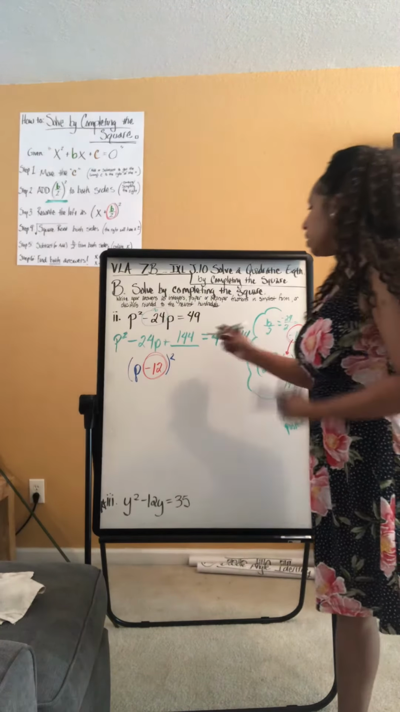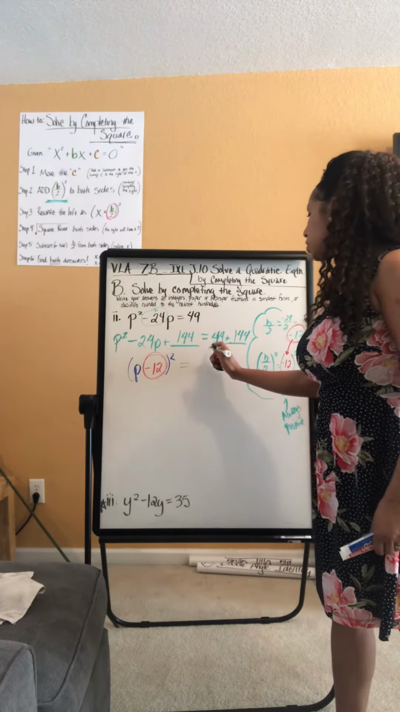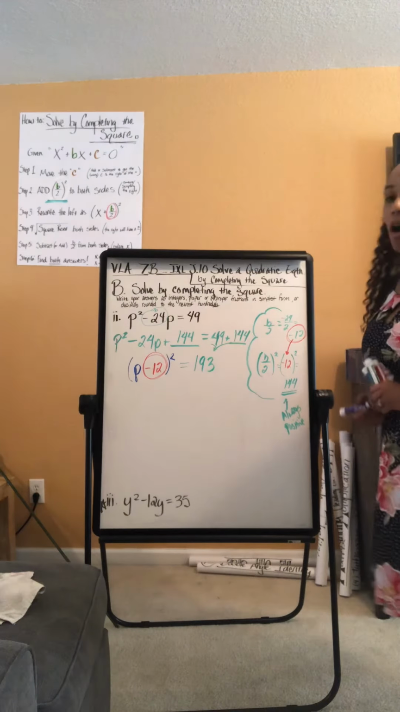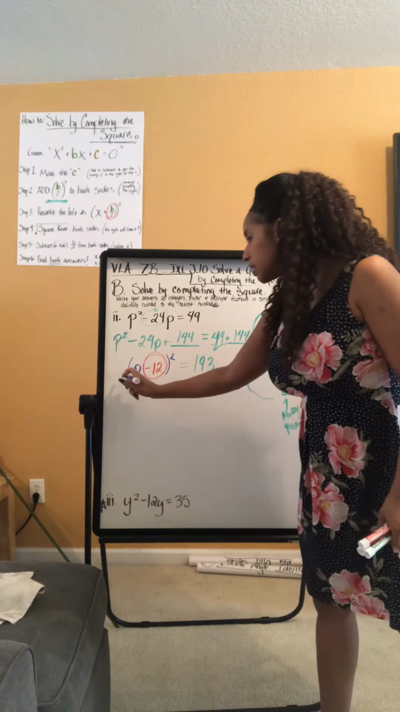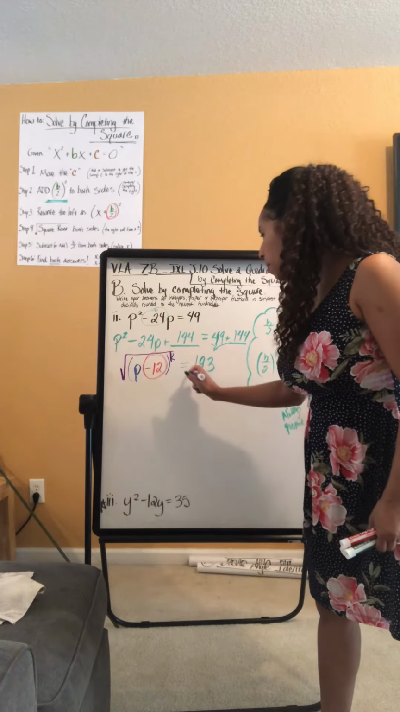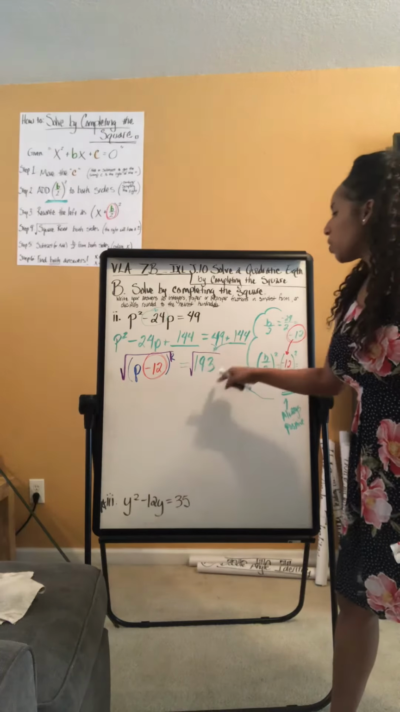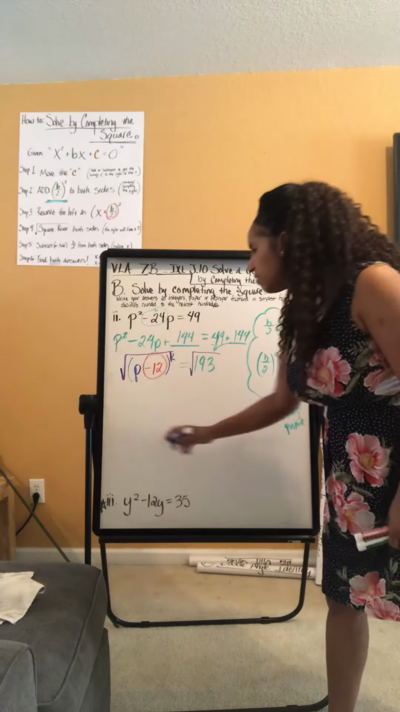All right, over here, on the right-hand side, I'm just going to add these two up. So 49 plus 144 gives me 193. And then I need to solve for P because that's my variable here. So to get rid of this square, I need to take the square root. We'll take the square root. Now, unlike last problem, the square root of 193 is not a whole number. So I'm just going to leave it like that for now.